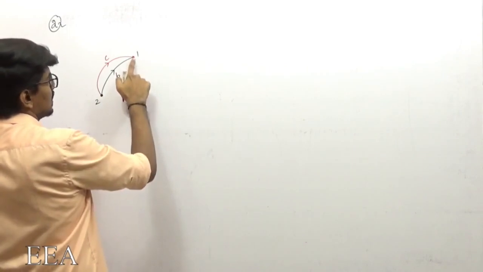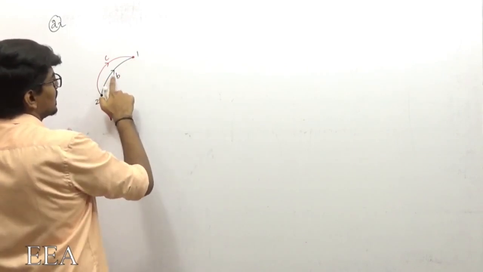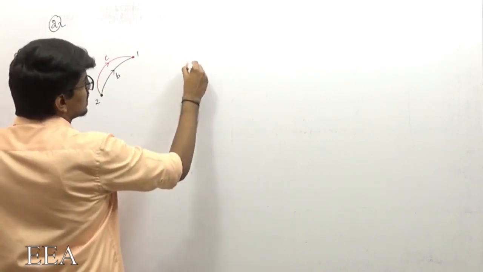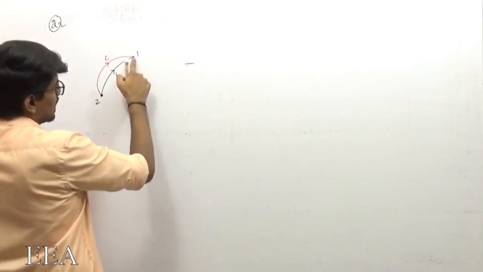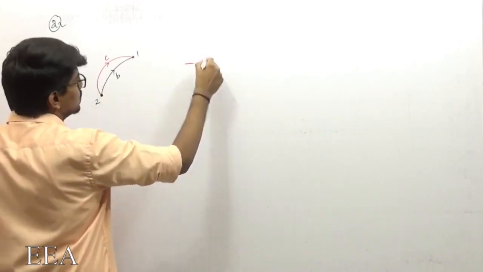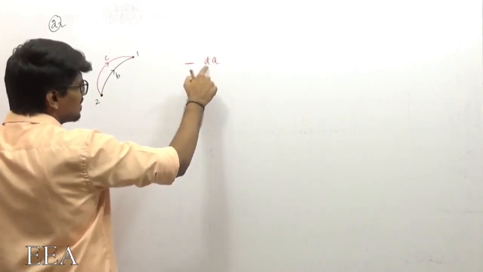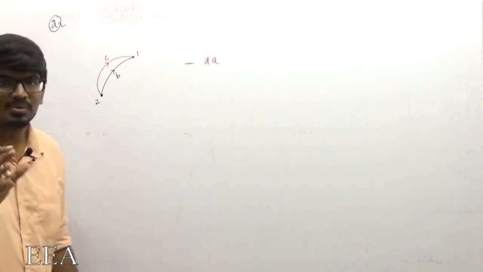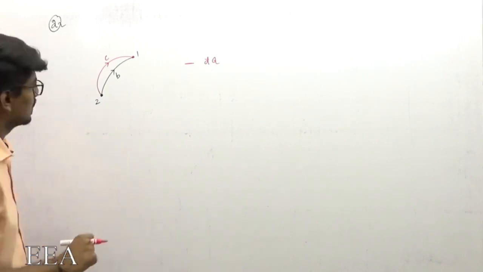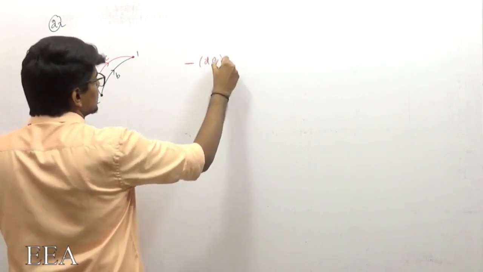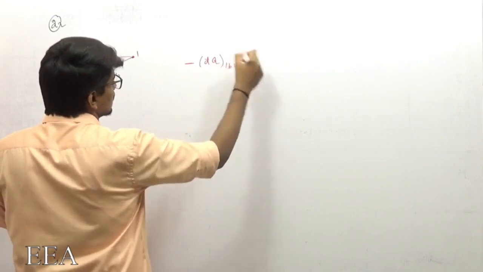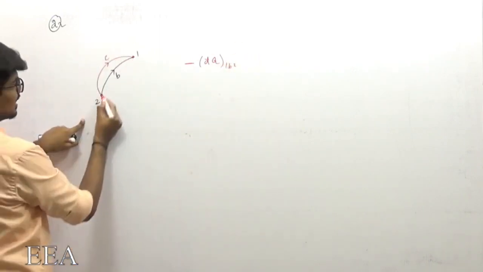If I start from this point to this point, the arrow mark was in the opposite direction, so I need to take the negative. When I am going in this path 1 to 2, the heat transfer which is happening, I mention with d dash, or I can mention with delta. The only thing is I should not use d, because it is an inexact differential. So d dash q of path 1b2.